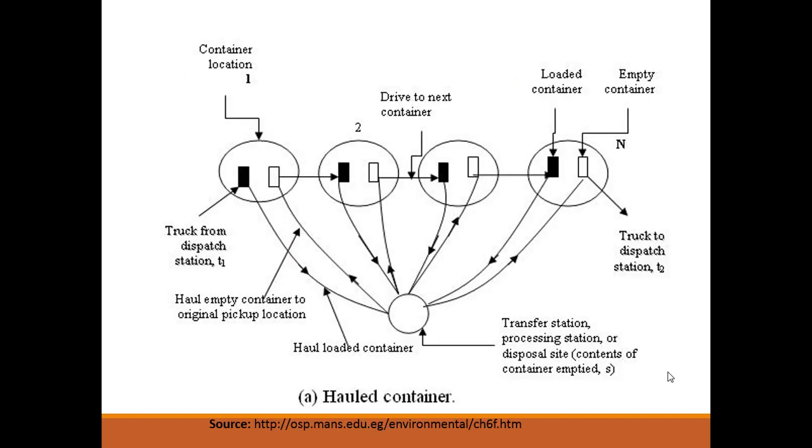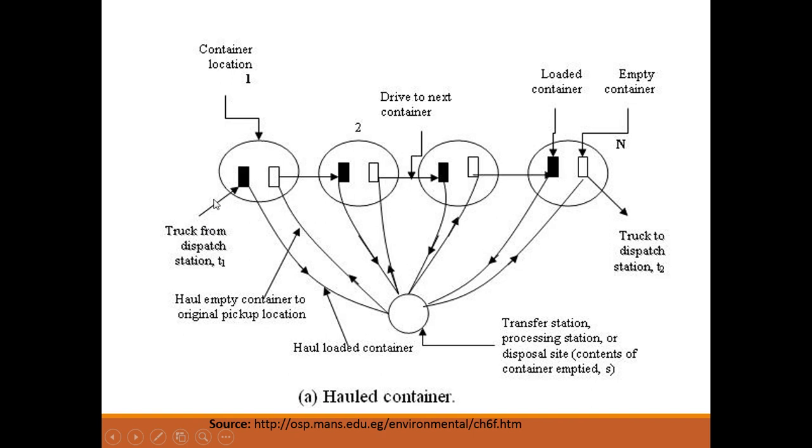So here we have a little schematic to help us visualize what we're really talking about. The circles represent a location, the black rectangles represent a full container, and the hollow ones represent an empty container. So this circle represents a location, container 1 location, container 2, 3, etc. This circle here represents one of the disposal points, in this case a transfer station, processing station, landfill site, etc. So let's see how this works.